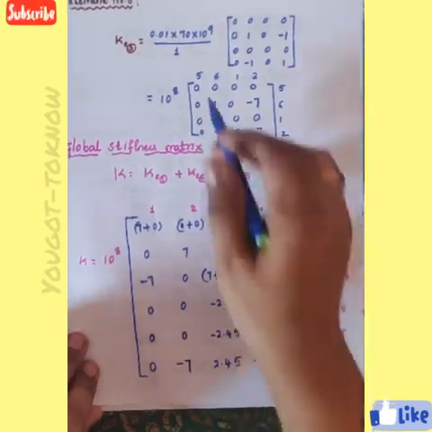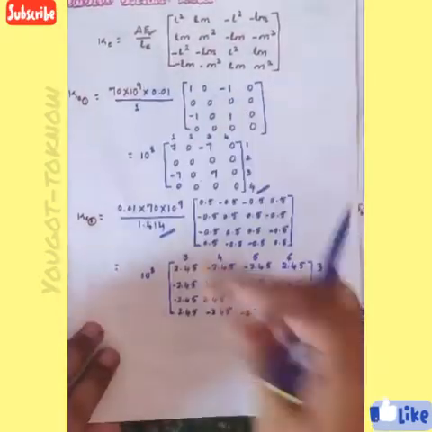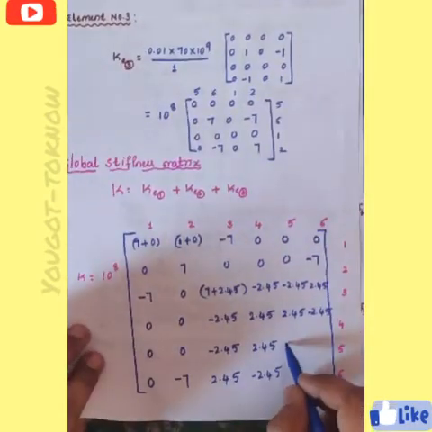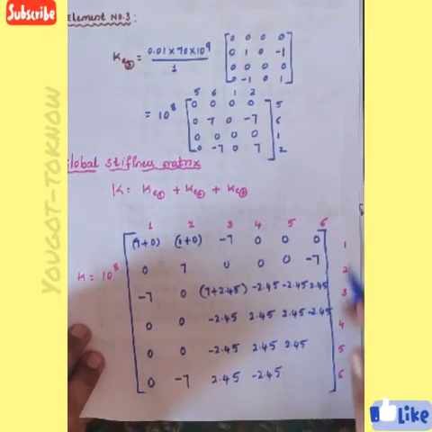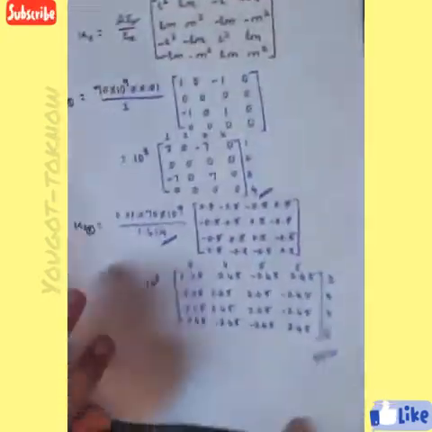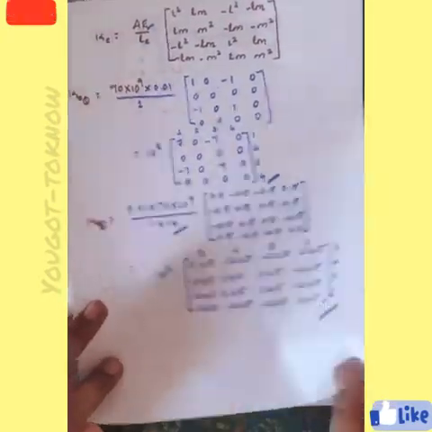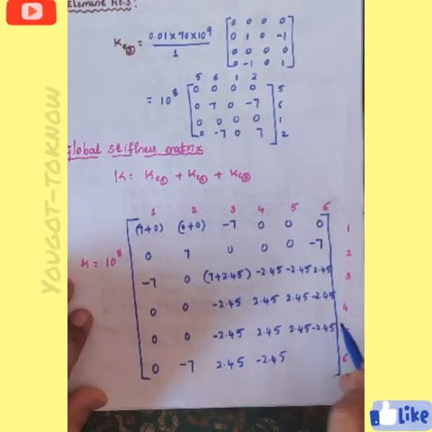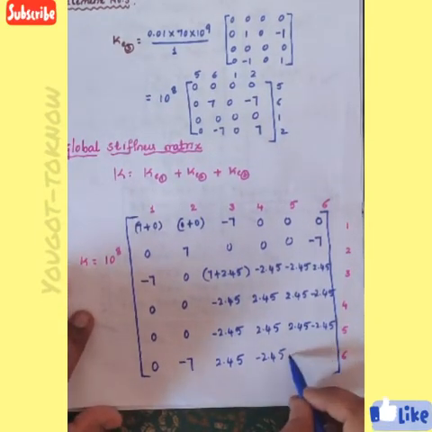Then what is the next one? 5 5. Where is 5 5? There is no 5 5 in this one. In this one 5 5 is there, that is 2.45. Then what is 6 5? 6 5 is minus 2.45. Then what is the last value? See, this 2.45 will come here.